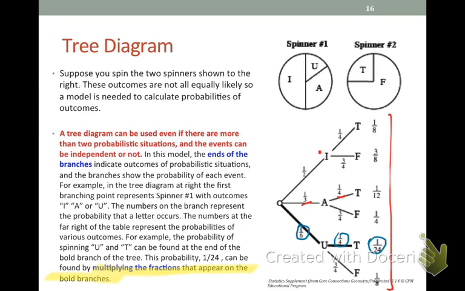If you want to trace one particular route, then you say, well, what's the fraction? For example, the probability of spinning a U and then a T. Well, you just trace the UT path. That's going to be 1/6 times 1/4, which is 1/24. So that would be 1/24 of the total probabilities.